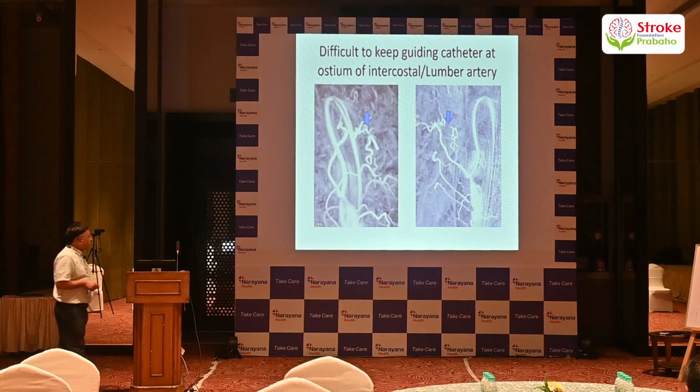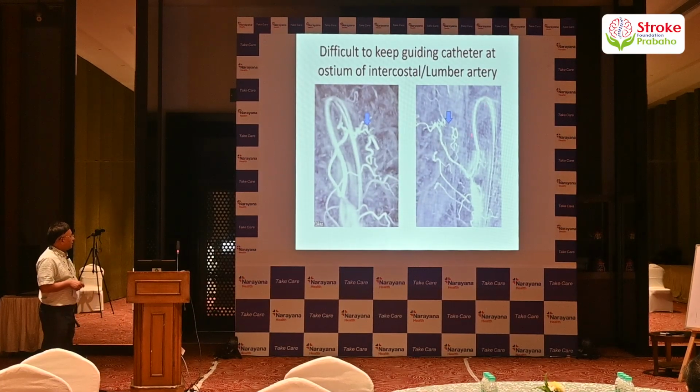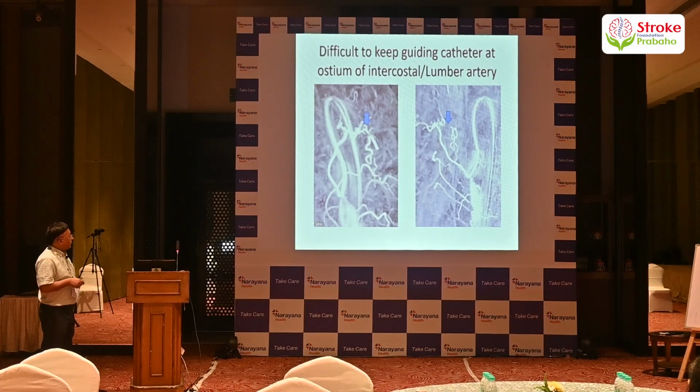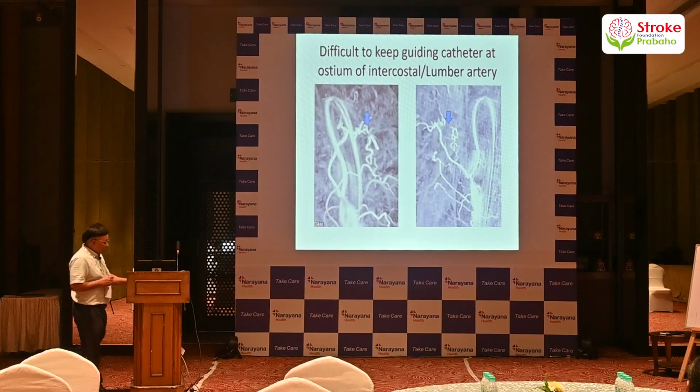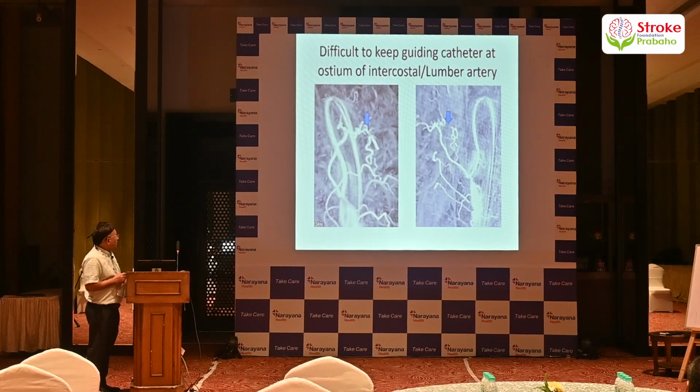Another main problem in embolization is this angle. This is our Cobra catheter, and this is a radicular artery at an acute angle. So when you try to place your microcatheter here, it will go down rather than going up. This is one of the very common problems we face, so for that we require some special catheters.